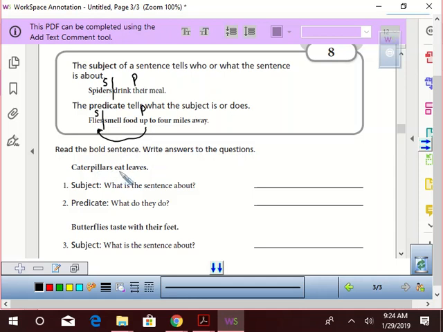Caterpillars eat leaves, right? What is the sentence about? No, caterpillars. Don't overthink it. What do? They eat leaves.